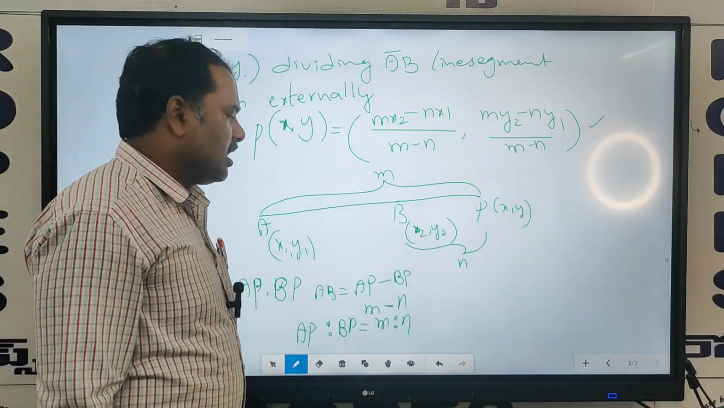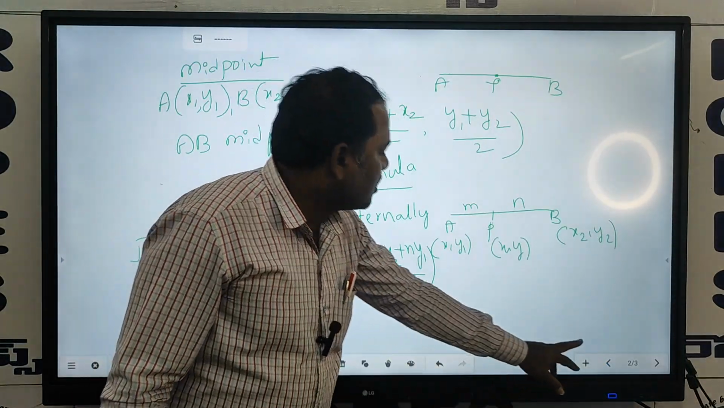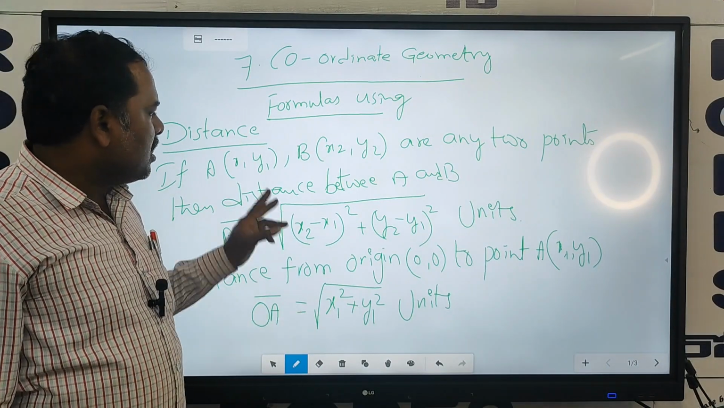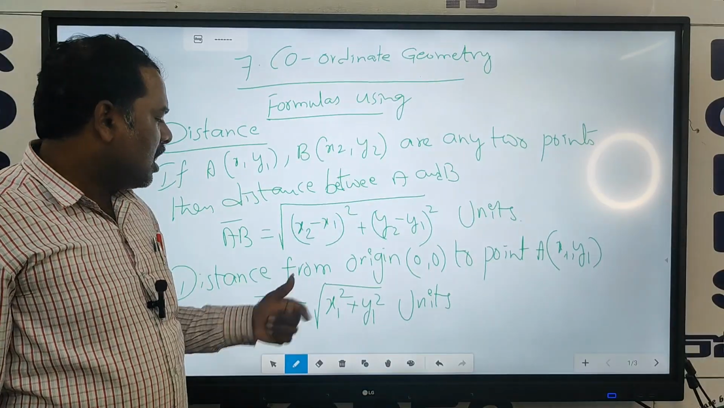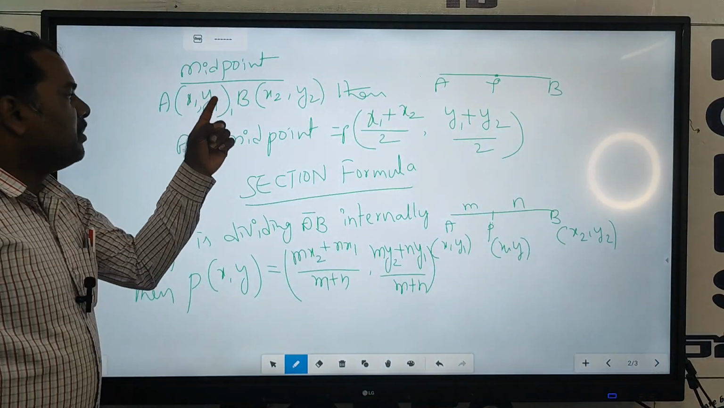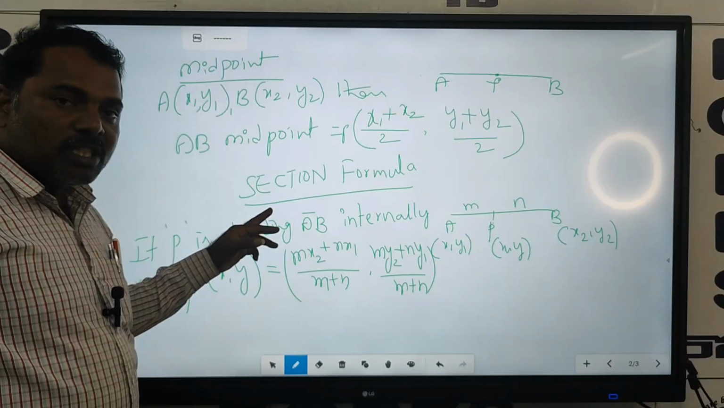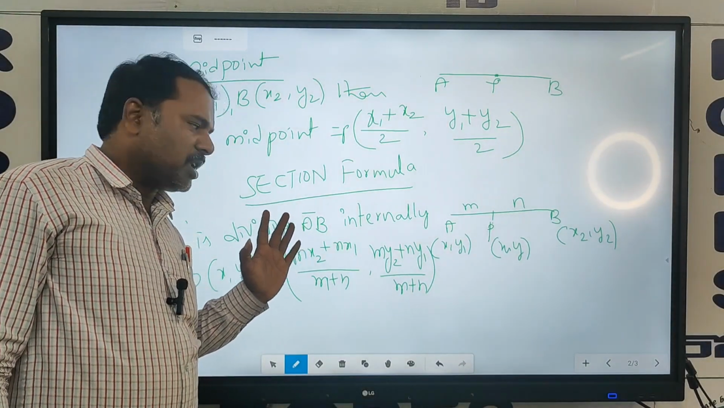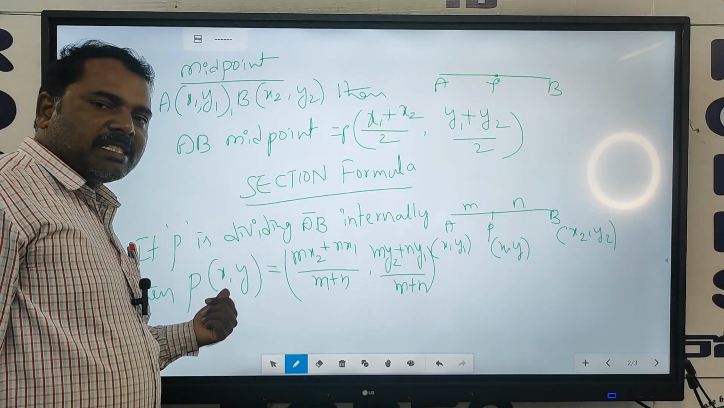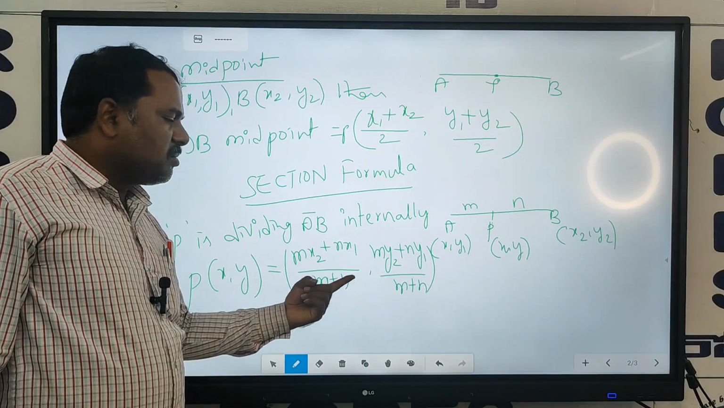Is it clear? Right. If you understand this, see here, this is the coordinate geometry. These are the distance formulas: distance between 2 points and distance from origin. Then the midpoint formula. And the section formula is very important. If point P is dividing internally, then to find the P coordinates we use plus.